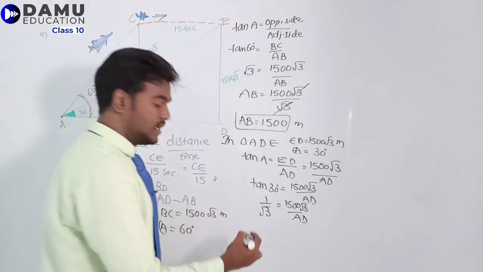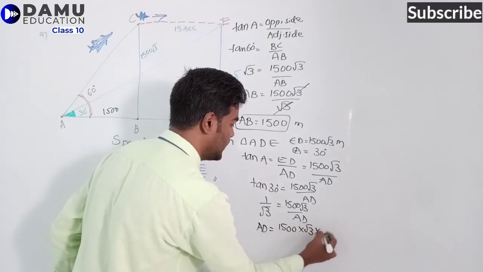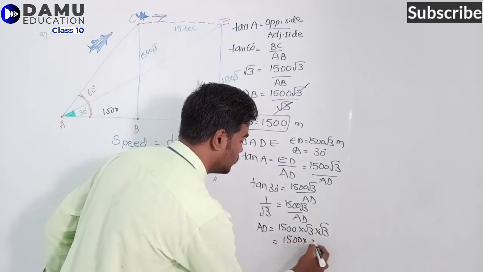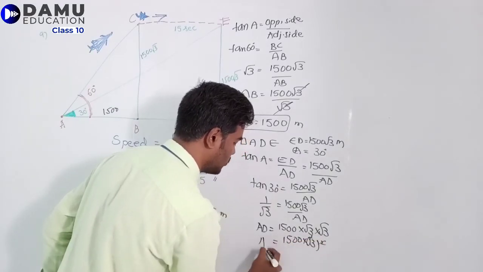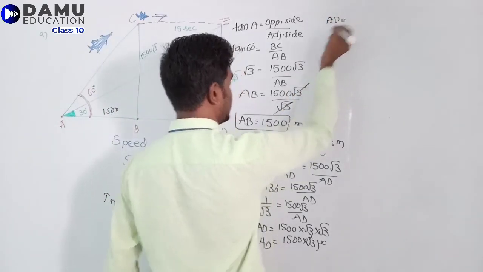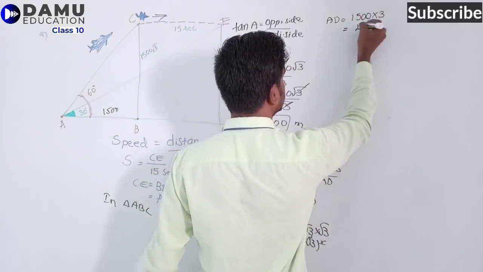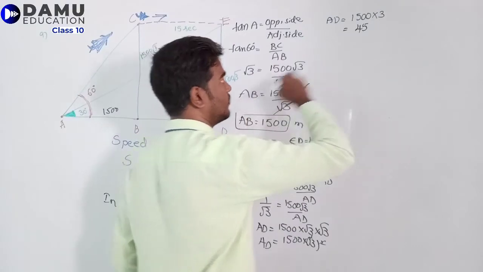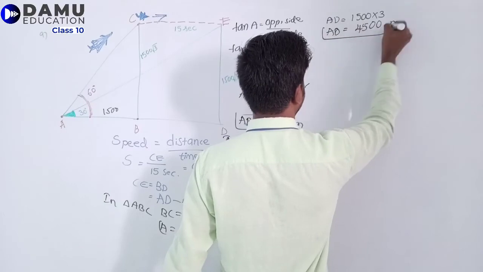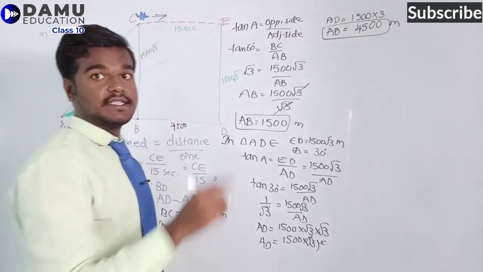Tan 30 is 1 by root 3, so 1 by root 3 equals 1500 root 3 by AD. Cross multiplying, AD will be equal to 1500 into root 3 into root 3. So 1500 into root 3 whole square, the square root will cancel. Then AD will be equal to 1500 into 3. 15 threes are 45, so with the zeros, AD will be equal to 4500 meters.